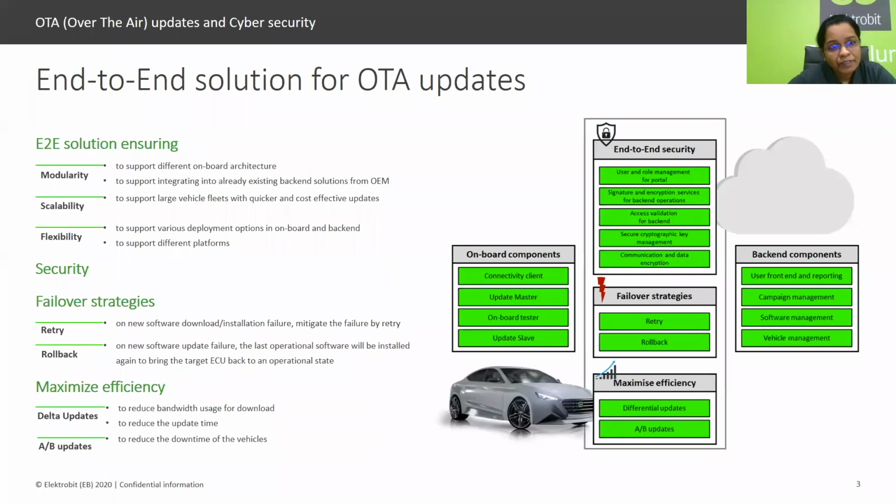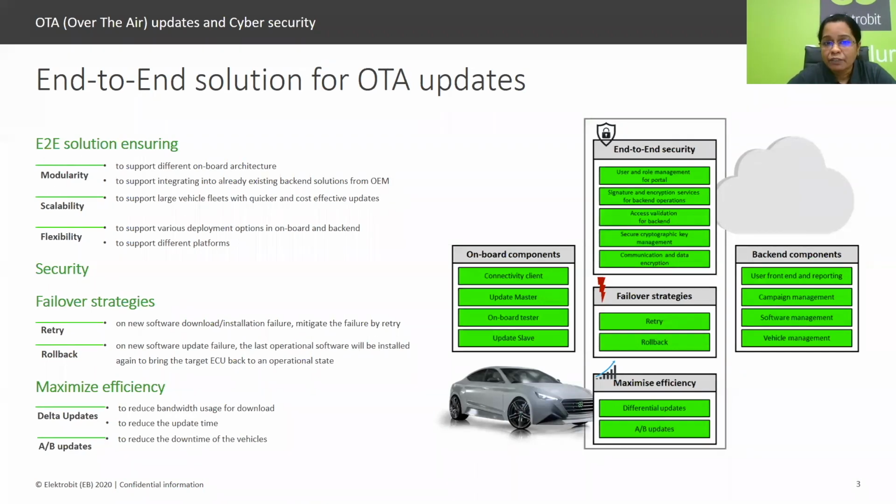Having understood the need for OTA updates in the automotive industry, I would like to talk about the solution for OTA updates. To start with, what is the fundamental functionality that is required in OTA updates? If you see in the picture, the right side talks about the backend components and the left side provides the vehicle components. And this would constitute the fundamental functionality of OTA updates.